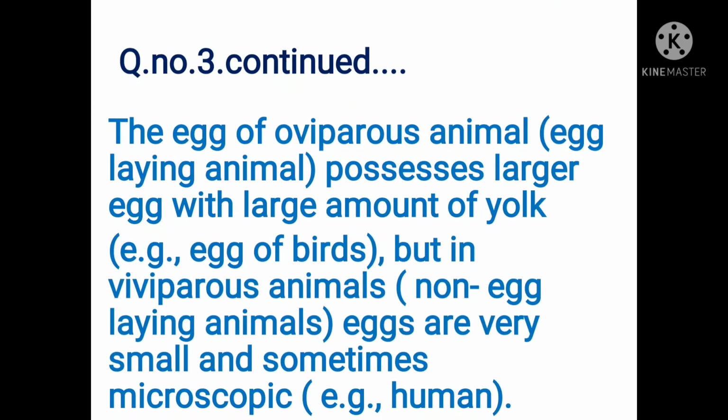The egg of oviparous animal, that is, egg-laying animal, possesses larger egg with large amount of yolk. For example, egg of birds. But in viviparous animals, that is, non-egg-laying animals, eggs are very small and sometimes microscopic. For example, human.